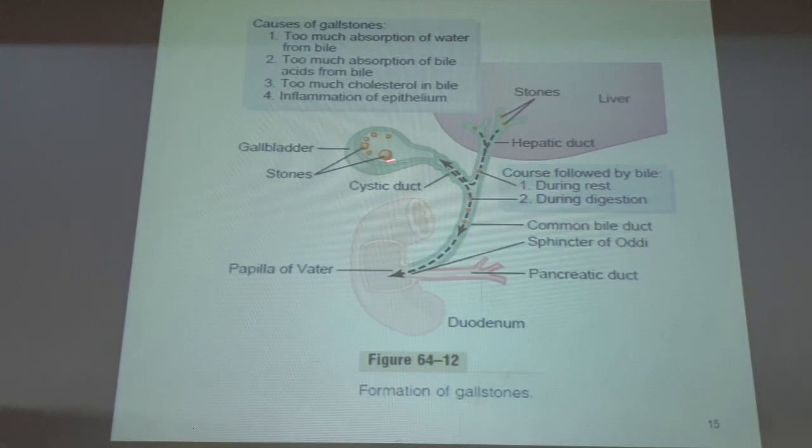Whenever there is contraction of the gallbladder, there will be contraction of the gallbladder. Contraction will cause pain because there is a stone.